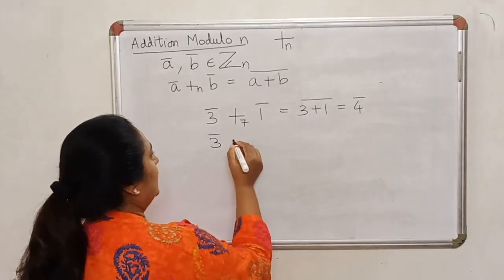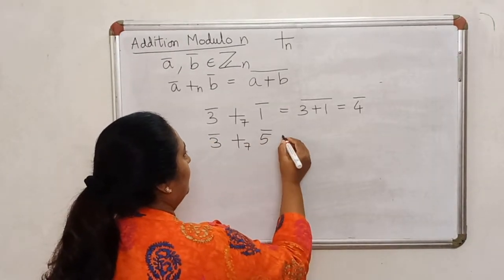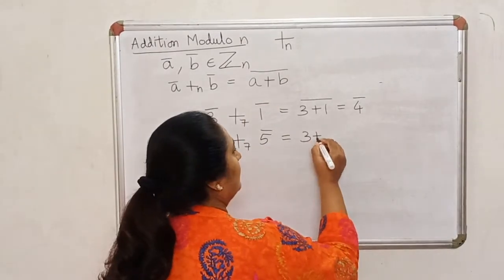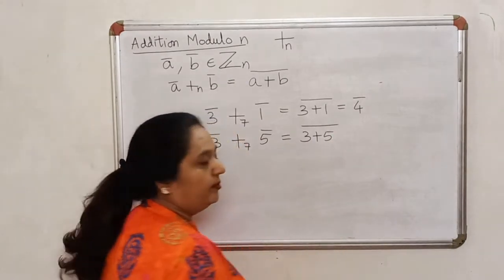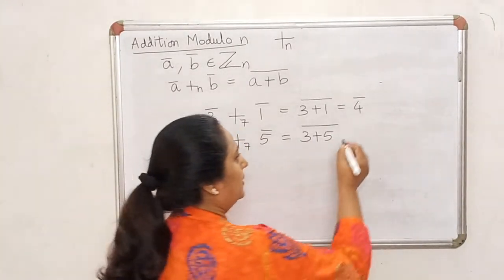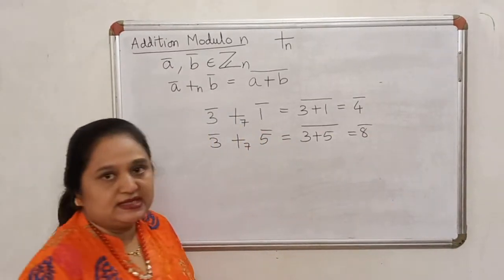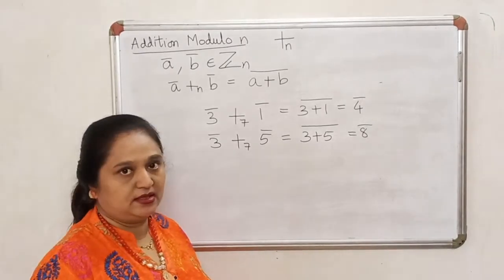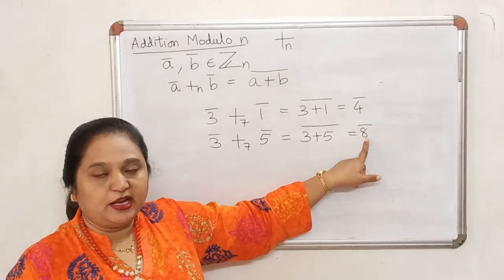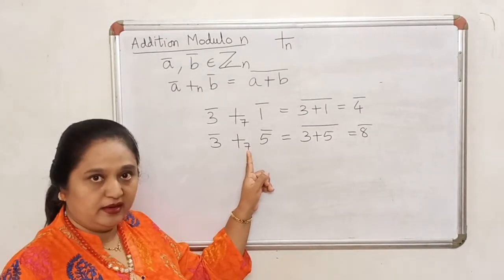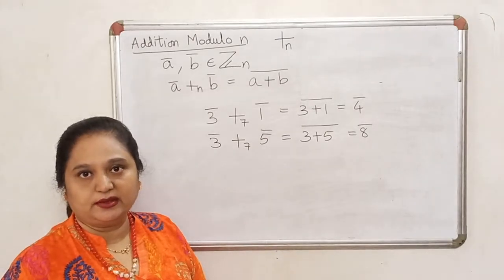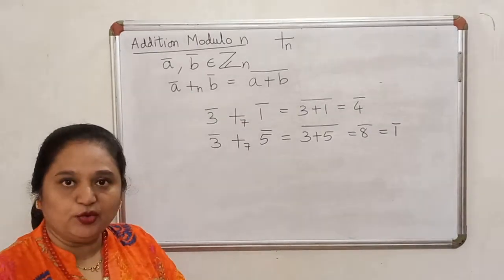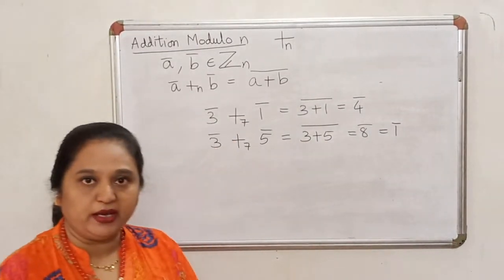However, if I have, say, 3 bar addition modulo 7, 5 bar, first let's just use this. So 3 plus 5 and then bar of this. 3 plus 5 is 8. So I get 8 bar. But in Z7, I would like to have my answer as the bar of something between 0 and 6. So I need to simplify this. Now since this is happening in Z7, you subtract 7 from it. So 8 minus 7 is going to give me 1 bar. So that is how the operation of addition modulo n goes.